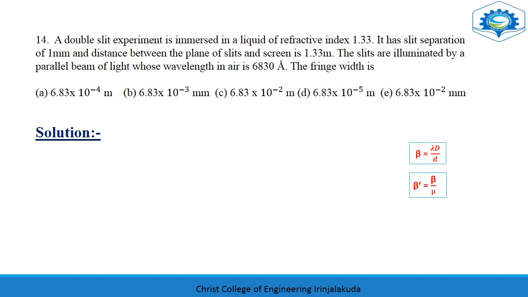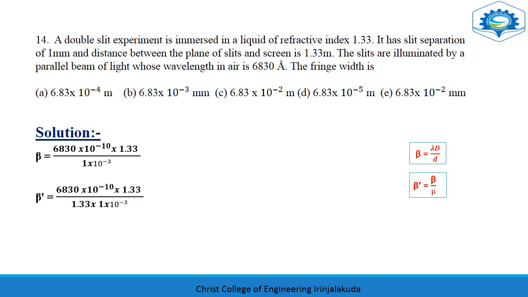These are the required equations. Beta is equal to lambda D by d. In a medium other than air, the fringe width is given by beta dash is equal to beta by mu, where mu is the refractive index of the medium. Beta is equal to lambda, 6830 angstrom. 1 angstrom is equal to 10 raised to minus 10 meter. So instead of angstrom, we can write 10 raised to minus 10, into capital D 1.33, divided by small d. 1 millimeter is given. Writing in meter, 1 into 10 raised to minus 3 meter.